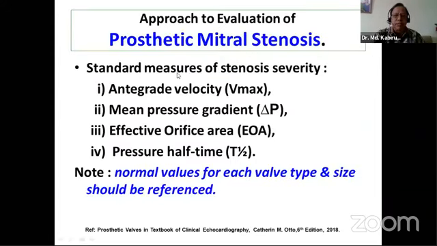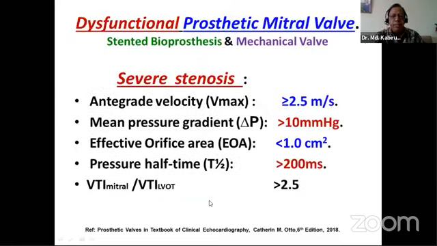What are the parameters you have to measure? You have to measure the peak velocity, mean pressure gradient, effective orifice area, and pressure half time. And always the normal values for each valve type and size should be referenced. For severe stenosis, these are the parameters: peak velocity more than 2.5, mean gradient more than 10, effective orifice area less than 1 square centimeter, pressure half time more than 200 millisecond, and the DVI, the ratio of the VTI of the mitral prosthesis to the VTI of the LVOT, should be more than 2.5.